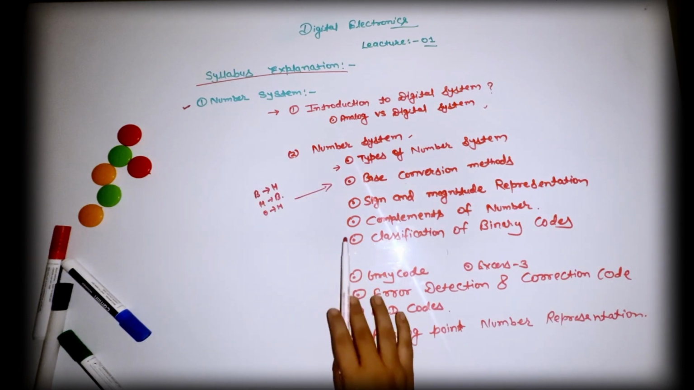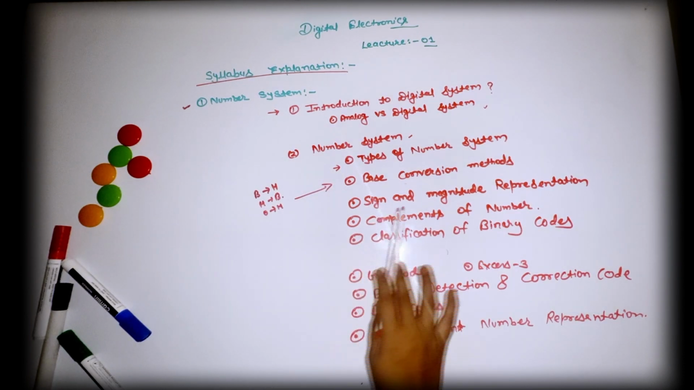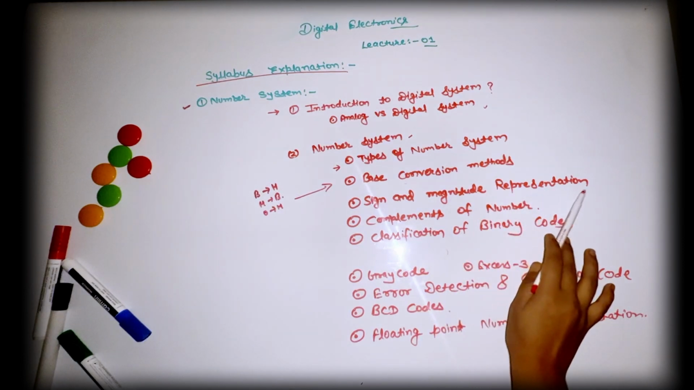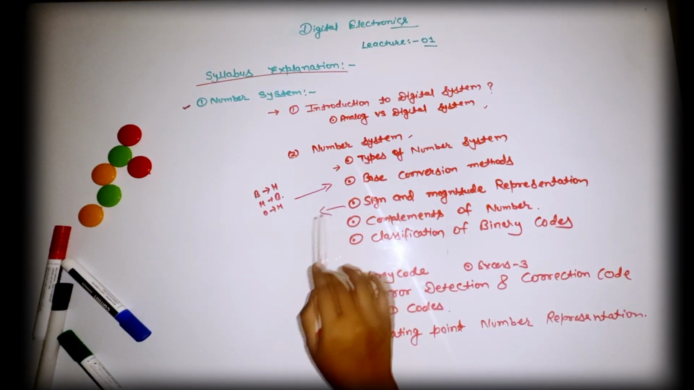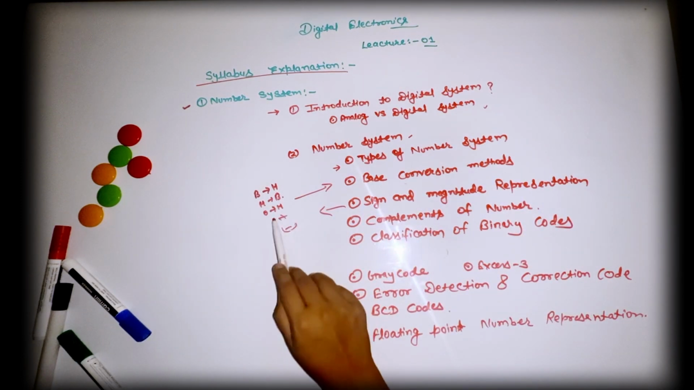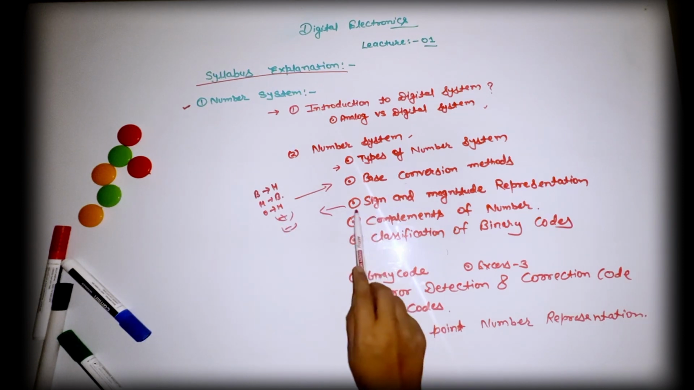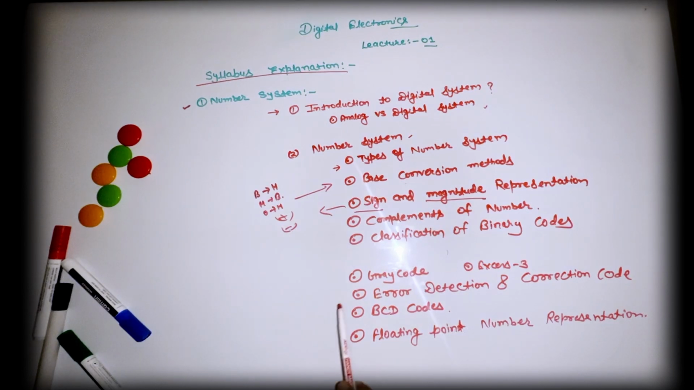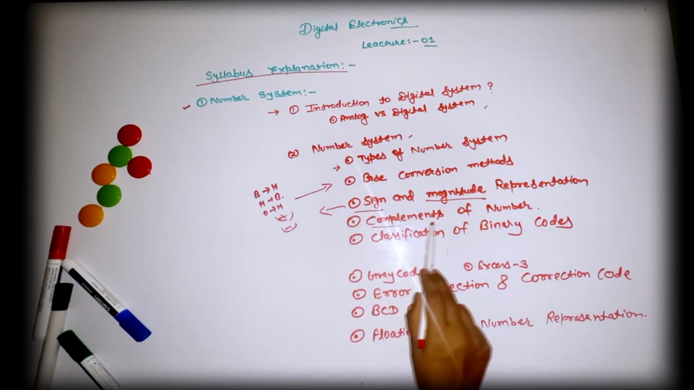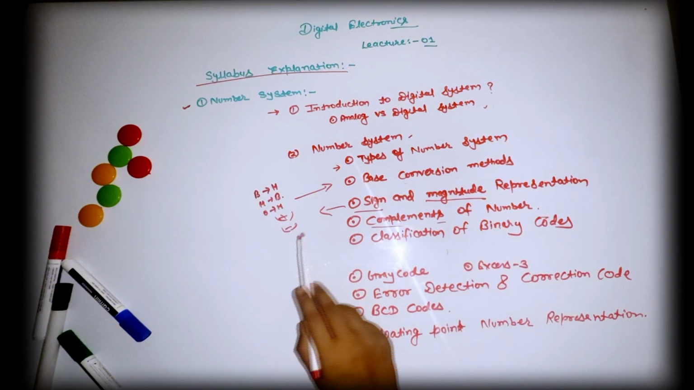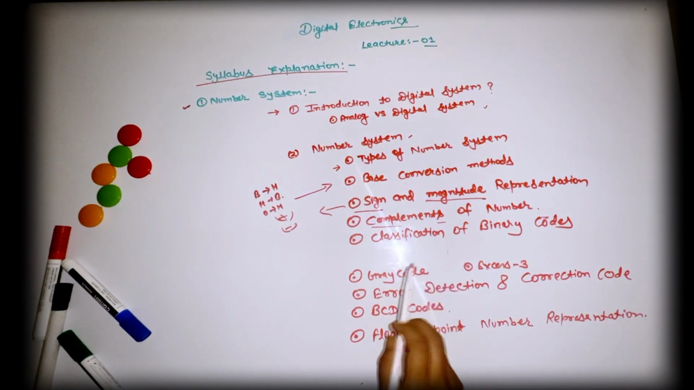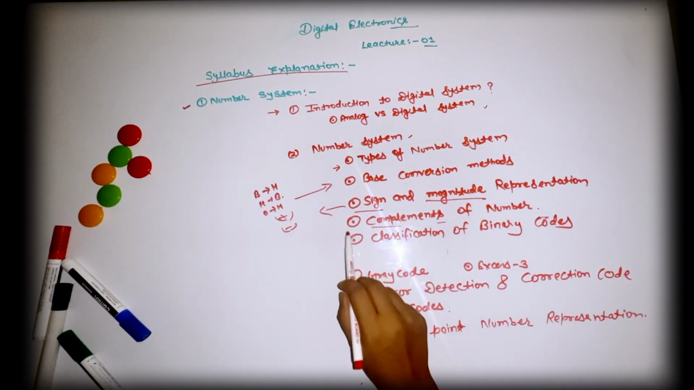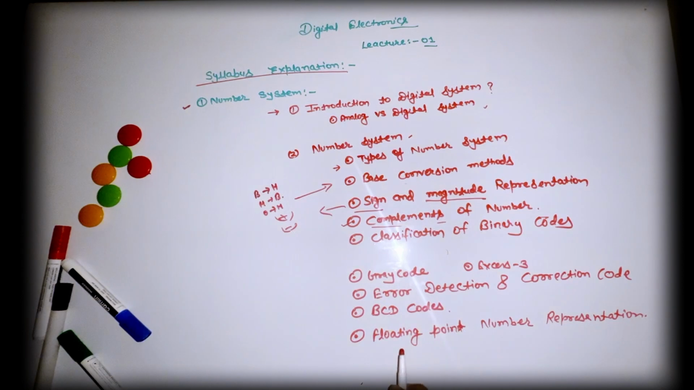After that we will learn about sign and magnitude representation, how we can represent plus minus numbers, and what is the meaning of sign and magnitude. After that we will look at complements of the number, 1's, 2's, 9's, 10's complement, and why we use complements.